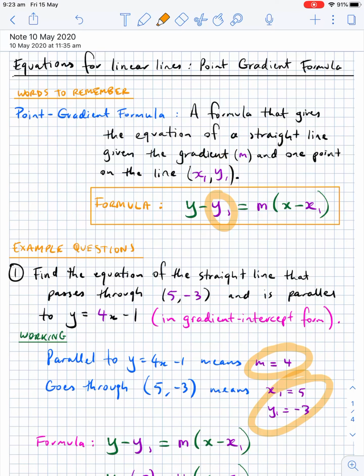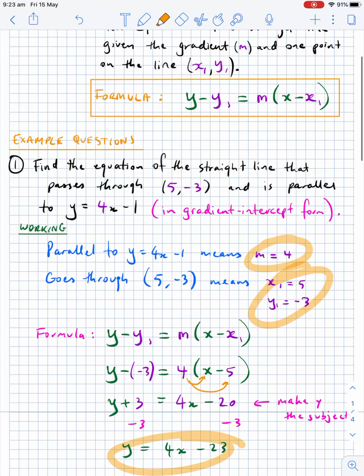You'll notice that in your equation you've got this y here and this x here. They won't change, they'll stay put, because typically equations for linear lines do show a y and an x in the answer. So that's what's going to stay put. Okay, so let's practice this formula.